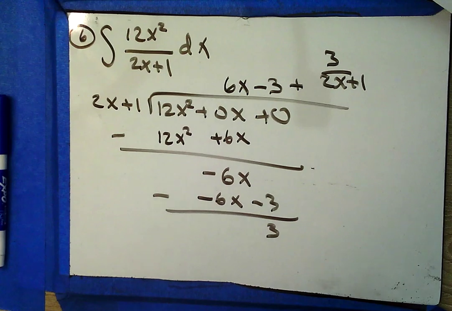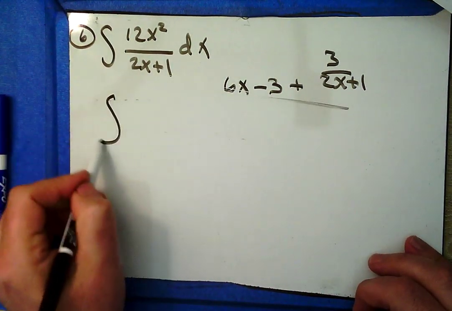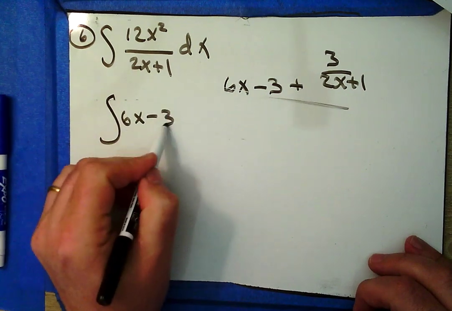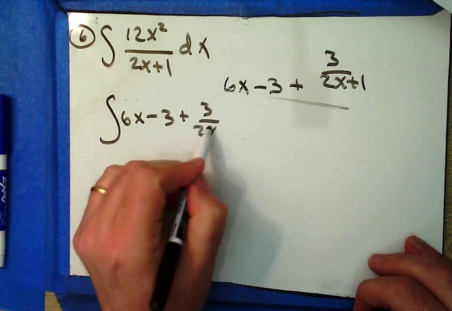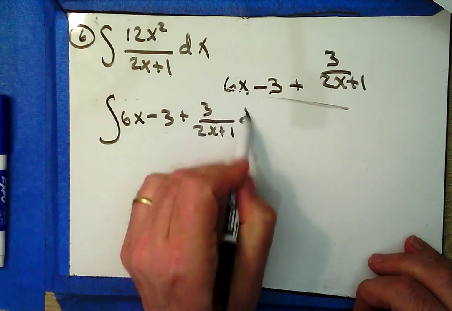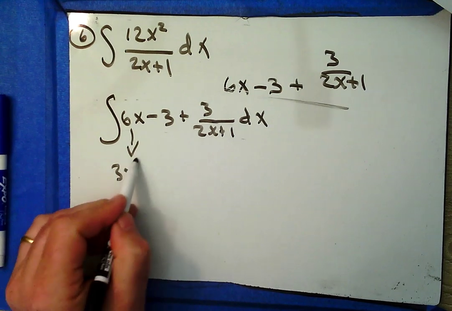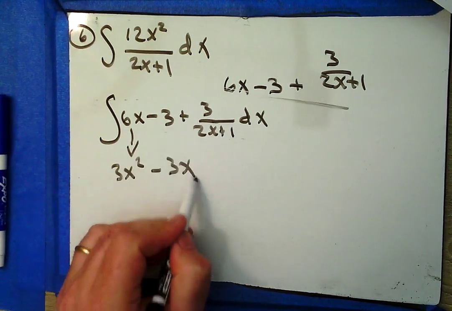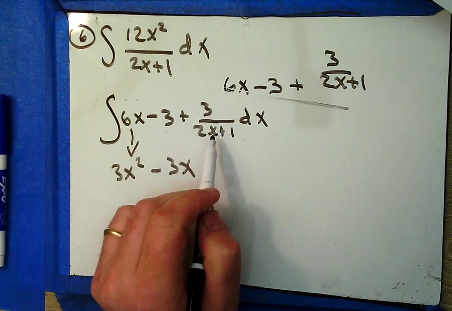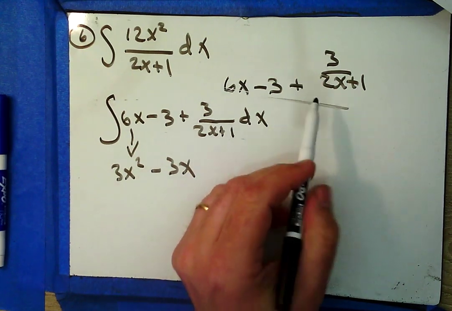So I can rewrite this integral as the integral of 6x minus 3 plus 3 over 2x plus 1 dx. This is pretty straightforward. This is going to be 3x squared. This is going to be minus 3x. And this one I feel a little more tentative about, a little more unsure. I suspect it's going to be an ln.